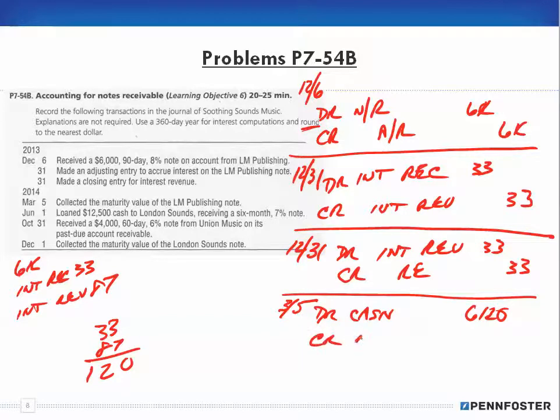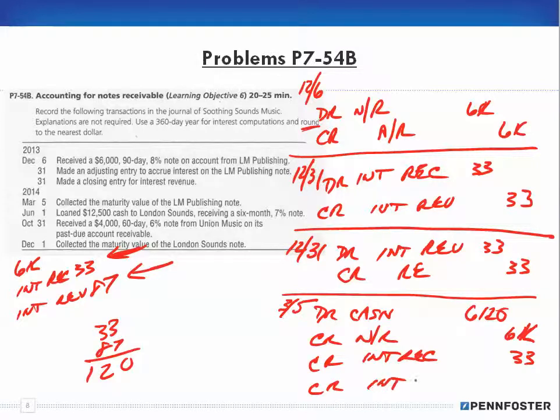So we're going to credit our notes receivable to offset the notes receivable. So that's for 6,000, reducing it to 0. We're going to credit our interest receivable account here in order to offset that for $33 to reduce that to 0. And then we have to book the interest revenue that had been earned. So we're going to credit interest revenue for $87. So that's our March 5th journal entry.